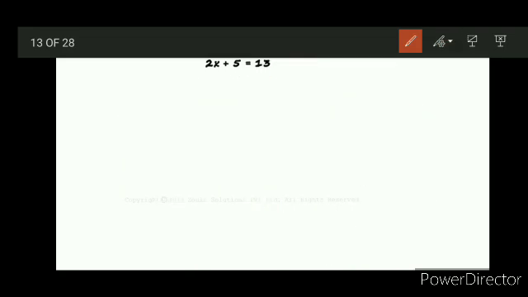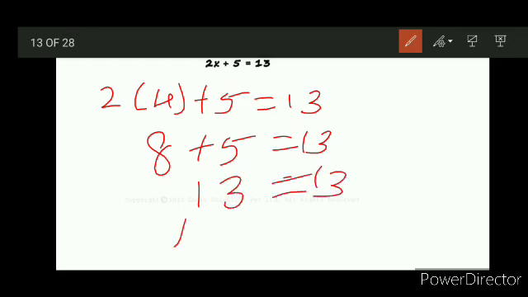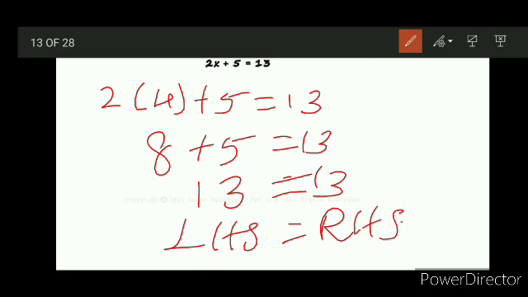We'll check that solution. 2 into 4 plus 5 is equal to 13. 2 into 4 is 8, plus 5 equals 13. 13 equal to 13. So we got LHS equal to RHS. Therefore x equal to 4 is the solution of the equation 2x plus 5 equal to 13. Now you are clear with the inverse method.